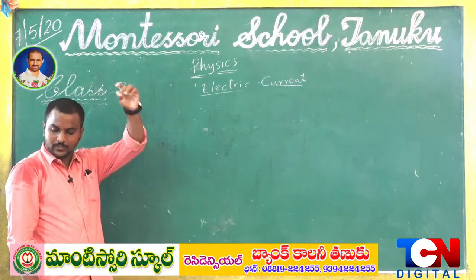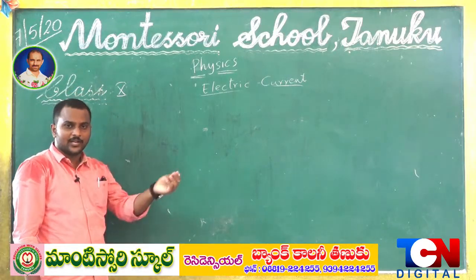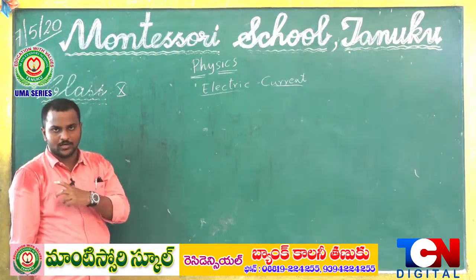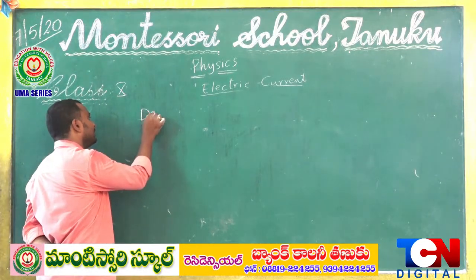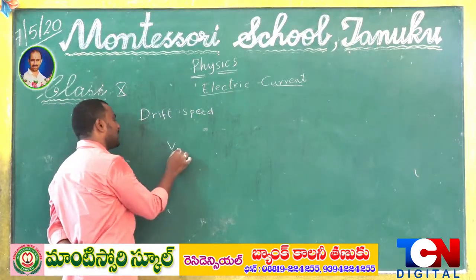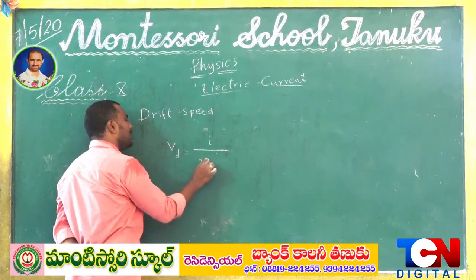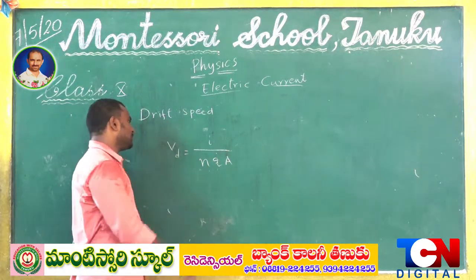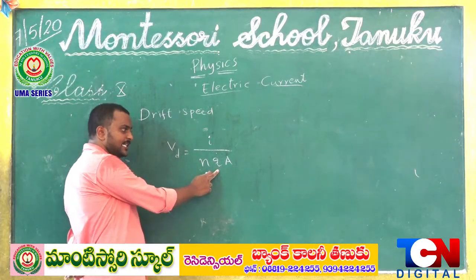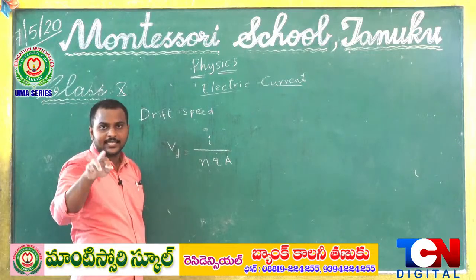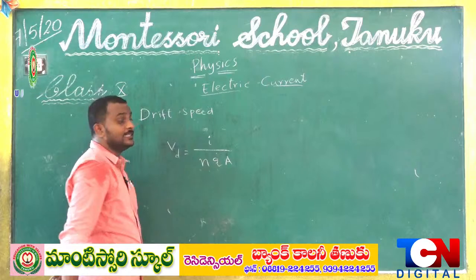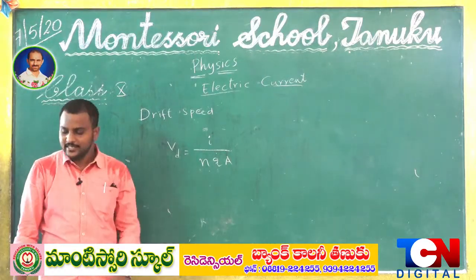Next, when the charges are moving in ordered motion, they acquire some speed. The speed acquired by the charges in ordered motion is called drift speed. The equation for drift speed or drift velocity is Vd = I/nqA. Here I is the current, n is the number of charges, q is the charge of the charged particle, and A is the cross-sectional area of the conductor. So this is the equation for drift speed.